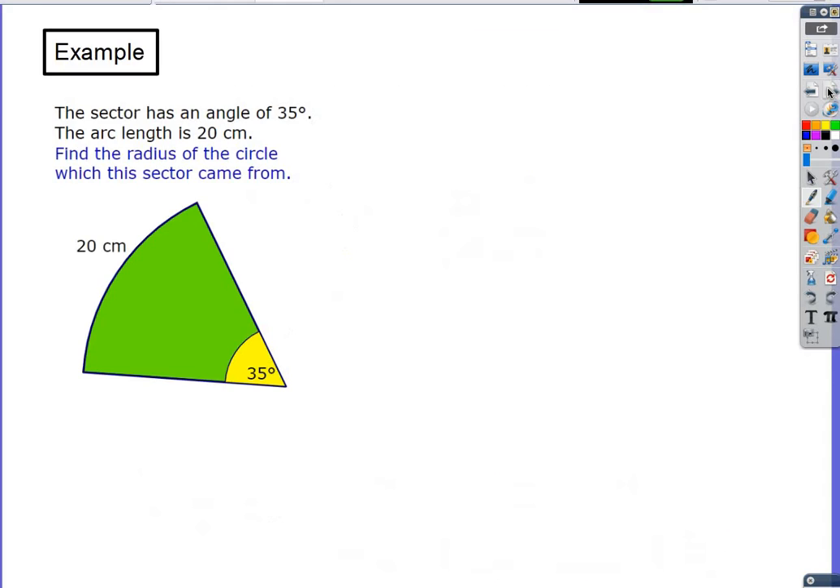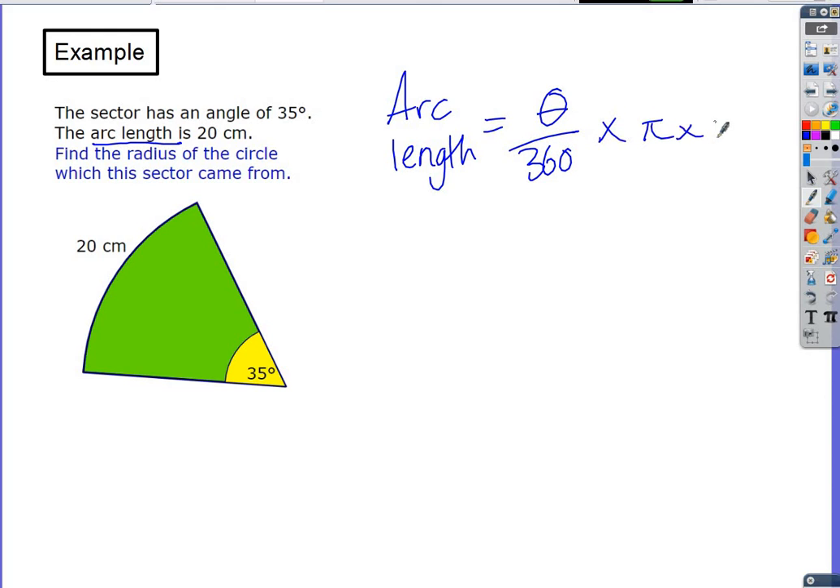Okay. Looking at this example here, the sector has an angle of 35 degrees, the arc length is 20 centimetres. Find the radius of the circle which this sector came from. This is a bit different, but they've told us what the arc length is. So we know that they're testing us on arc length. As always, first of all, write down the formula for working out what the arc length is. Now let's substitute in what they have given us. They've given us the arc length to be 20. They've given us the angle, which is theta, which is 35.